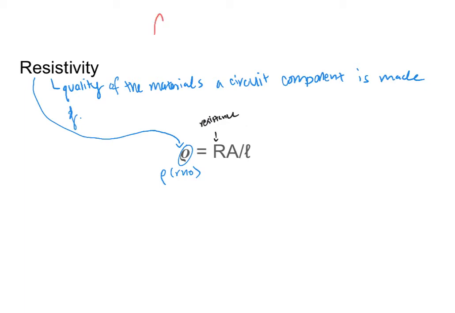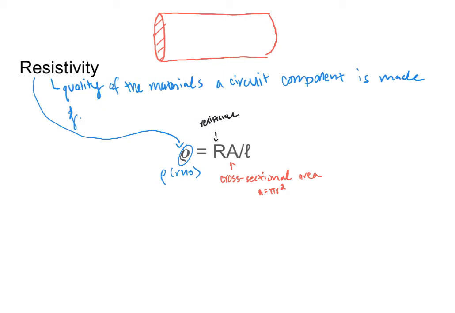So let's say I have a copper wire like so, and I have a cross-sectional area of my wire. I'm going to represent that by the letter A. Now you may be given in a problem, for example, your diameter or your radius rather than your area, in which case you can just use the equation A equals pi r squared to solve for your cross-sectional area.